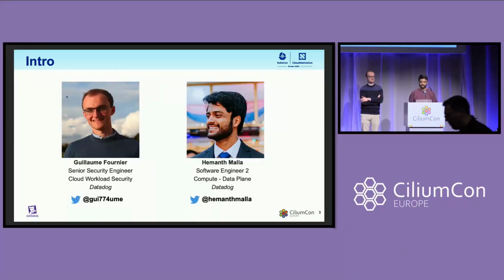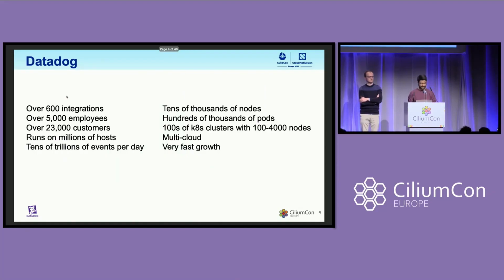So a quick introduction about ourselves. I'm Hemanth. I work on the compute data plane team at Datadog, and I'm joined by Will, who works as a security engineer on the cloud workload security team. And if you haven't heard of Datadog, we are a cloud monitoring and observability company. Here are a few quick facts about us, but the most important one is we run hundreds of Kubernetes clusters with thousands of nodes in them, all of them run Cilium, and we run on all major cloud providers.